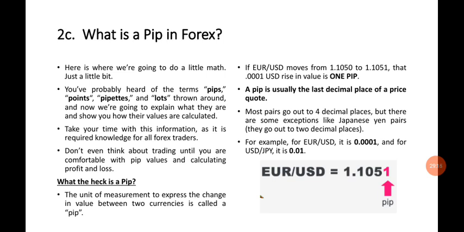Most pairs go out to 4 decimal places, but there are some exceptions, like Japanese yen pairs, which go out to 2 decimal places. For example, for Euro US dollar, it is 0.0001, and for US dollar Japanese yen, it is 0.01. So here is the diagrammatic explanation of what a pip is. That last decimal place is just a pip. So this is it.